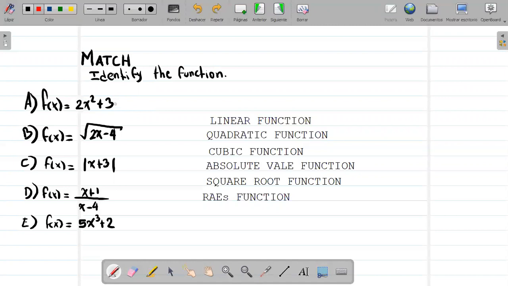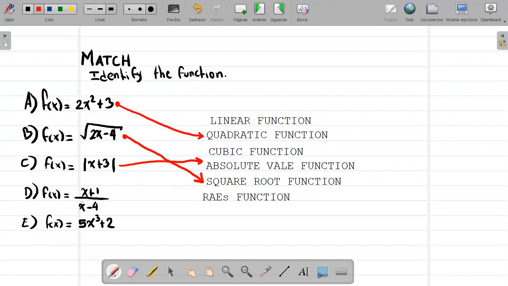Okay, to start in order, I'm going with letter A, which, if you see, has this x to the second power, so at the end this becomes a quadratic function. So let's see the other one. In this case, we have a square root of x minus 4, so that's why you work with a square root. It's a square root function, simple like that. What about the next one? You have the absolute value bars and the x plus 3 inside, so this becomes an absolute value function.